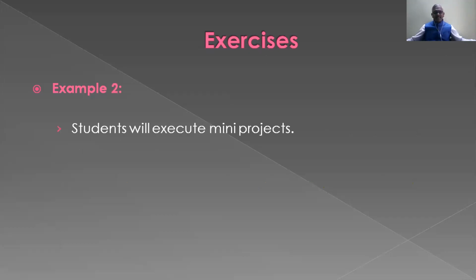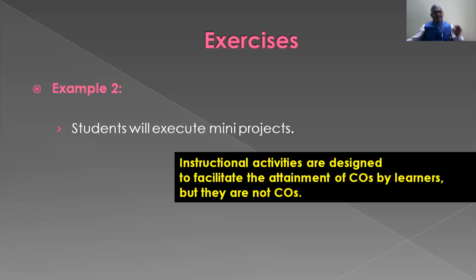Example two. This is a course outcome written by somebody: students will execute mini projects. What is the problem with that? Instructional activities are designed to facilitate the attainment of COs by learners, but they are not course outcomes. Mini projects and assignments are known; you give them 2 days, 3 days, 6 months, or 3 months time. These are called instructional activities.